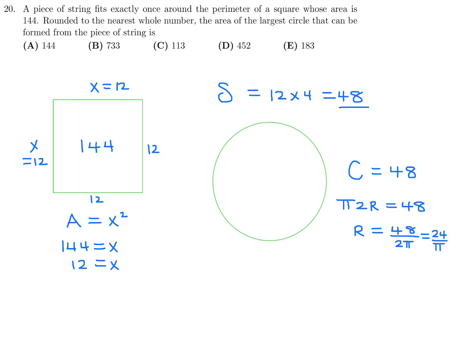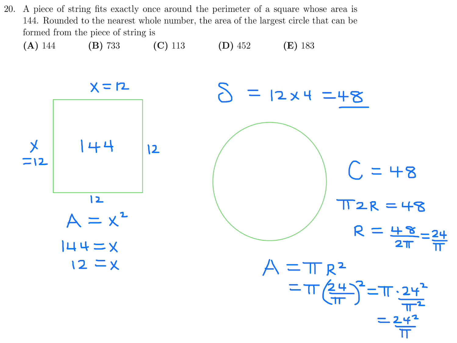And now they want you to figure out the area. The area of a circle is pi r squared, which is pi times 24 over pi, all squared. So that's pi times 24 squared over pi squared, and then that's just 24 squared over pi. If you get out a calculator and do the math to get an actual numerical value, you get approximately 183, because they want you to round it to the nearest whole number. So number 20, the answer is E.